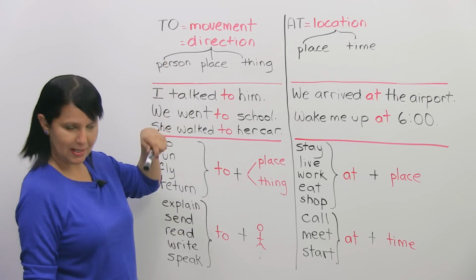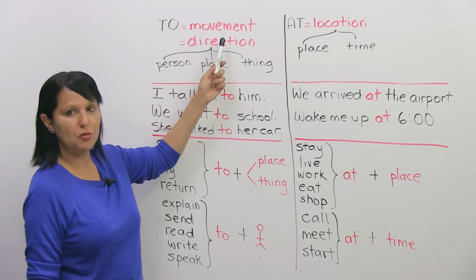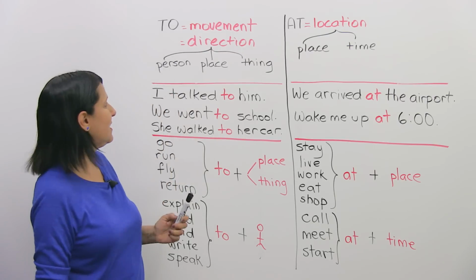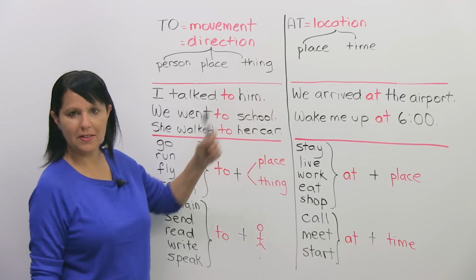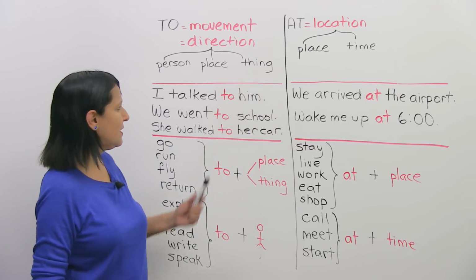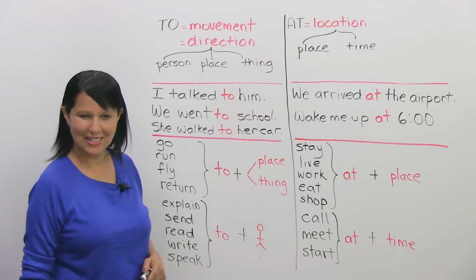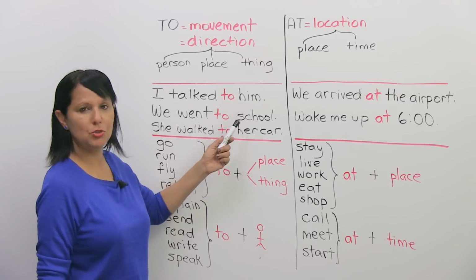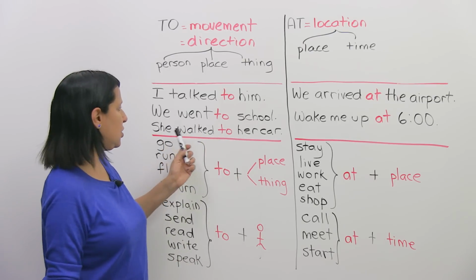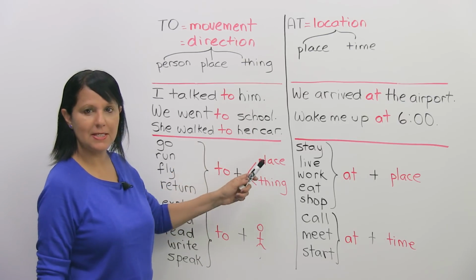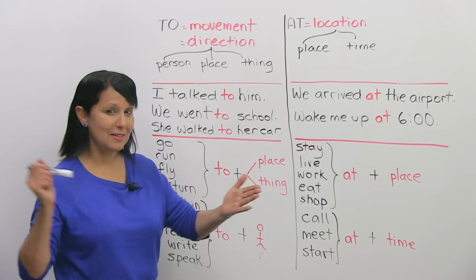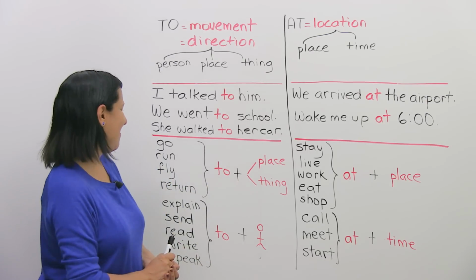So as I said, we use to for movement or direction towards a person, a place, or a thing. For example, I talked to him. We went to school. She walked to her car. A person, a place, a thing. Movement. To. Okay? All right.